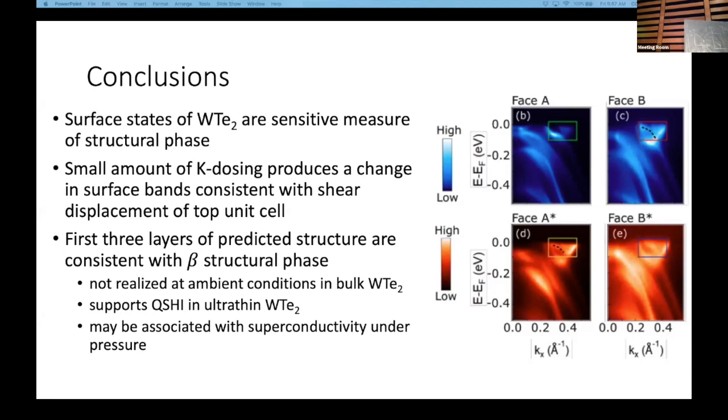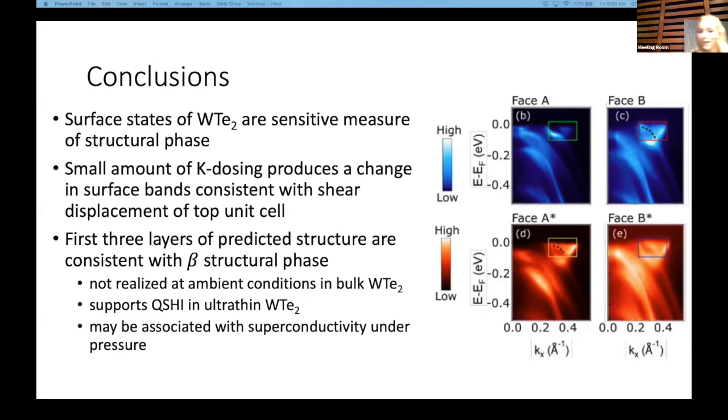Now, just to the world at large, I want to reveal my ignorance. The first question I just didn't quite get. The shear displacement of the top unit cell, how does that relate to the beta structural phase that you talk about in the next bullet point? Is that the same thing, or are there two different structural things going on in the material?